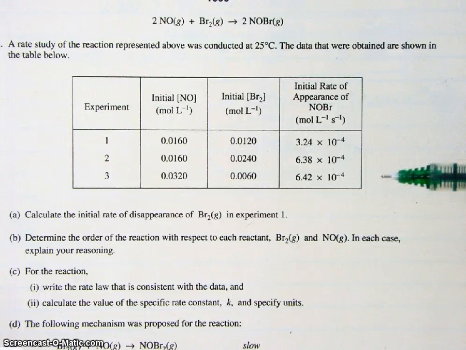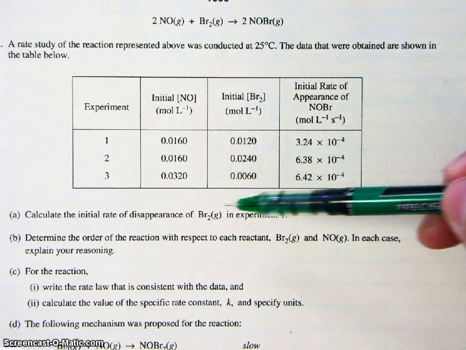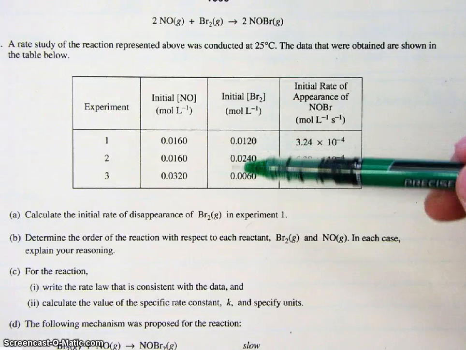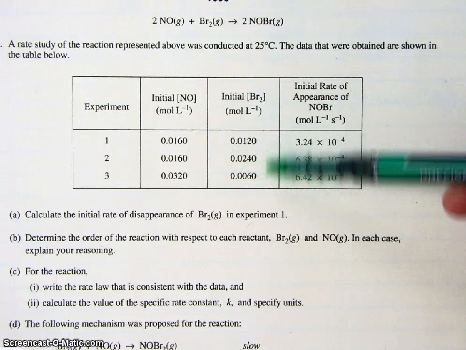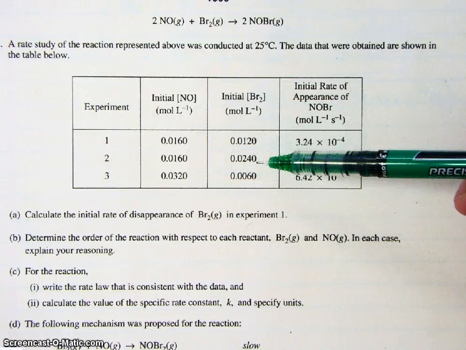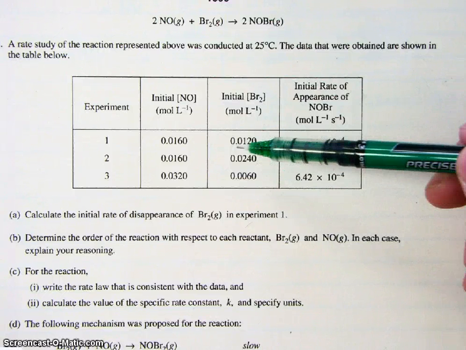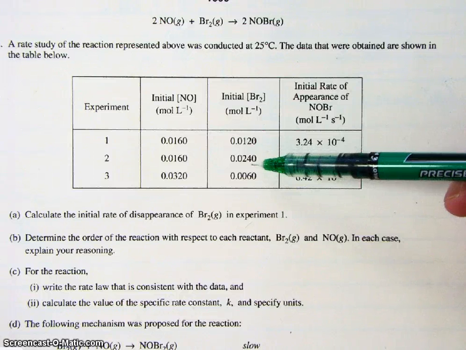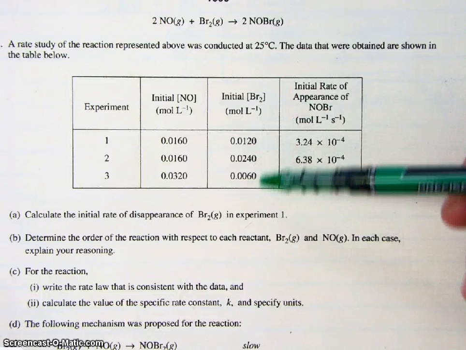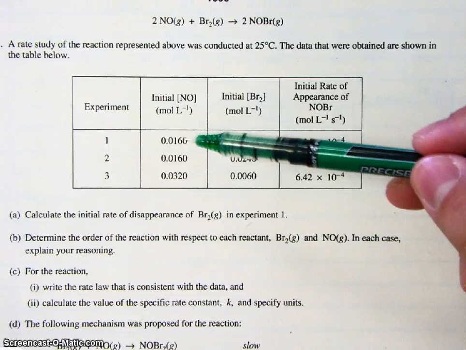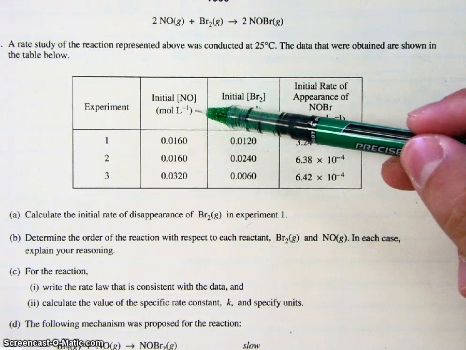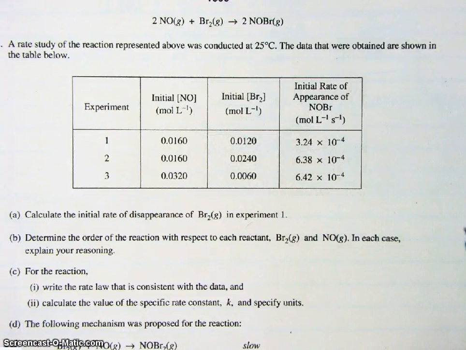We won't be able to do that though for determining the order of nitrogen monoxide because the numbers on the bromine concentration never match up perfectly. I'm going to go ahead and show you a mathematical way to do experiment 1 and 2 to determine the order of bromine, and then I'll do the same method to show you the order of nitrogen monoxide. So we're doing 2 separate calculations here.